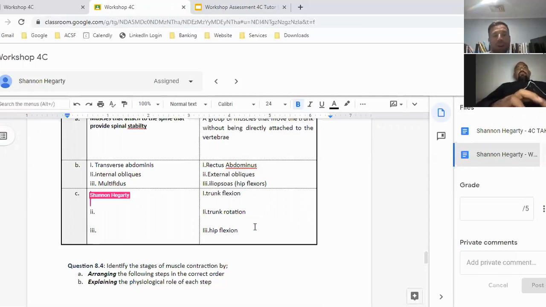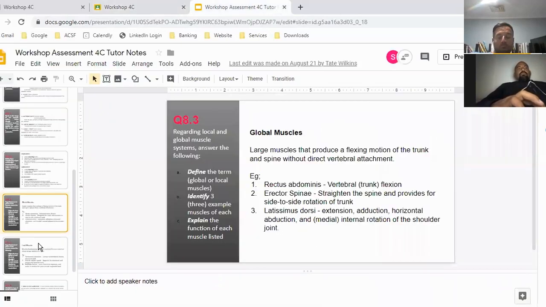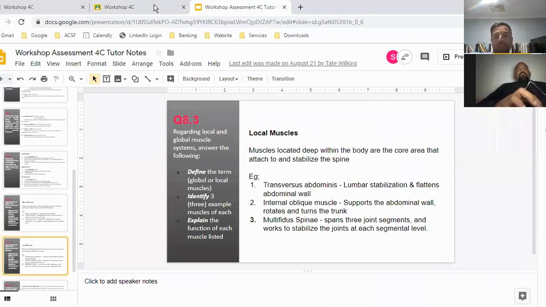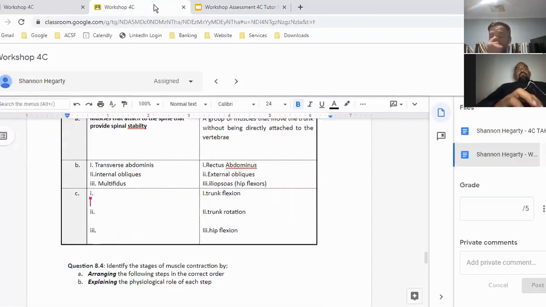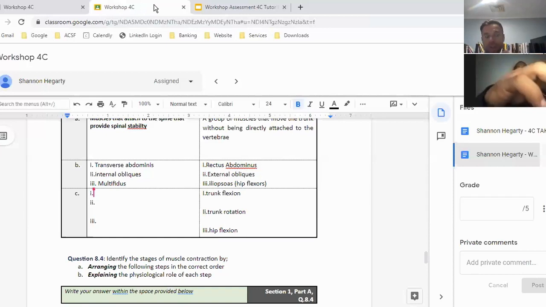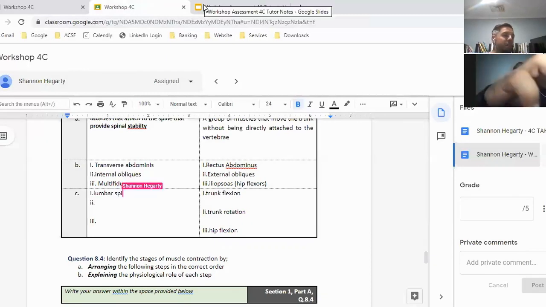Okay. Now, these are tricky ones because these ones typically aren't required for movement. What the transverse abdominis is responsible for is spinal stabilization, particularly the lumbar, the bottom part of the spine. So I would write maybe lumbar spine stabilization, and then I would write something about it like it flattens the abdominal wall as well.